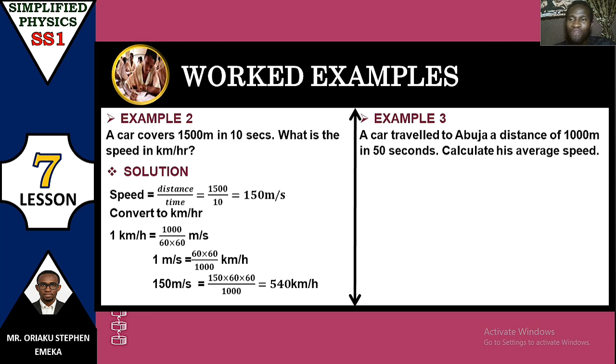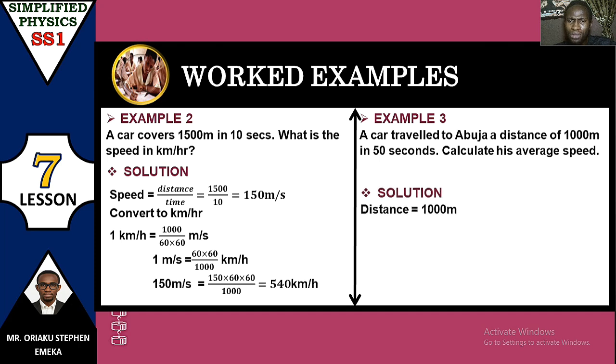A car traveled to Abuja a distance of 1000 meter in 50 seconds. This guy tried to calculate the average speed. So average speed, they did not tell us the unit. Now since they didn't tell us the unit, we have to work with the SI unit. So we leave it that way.